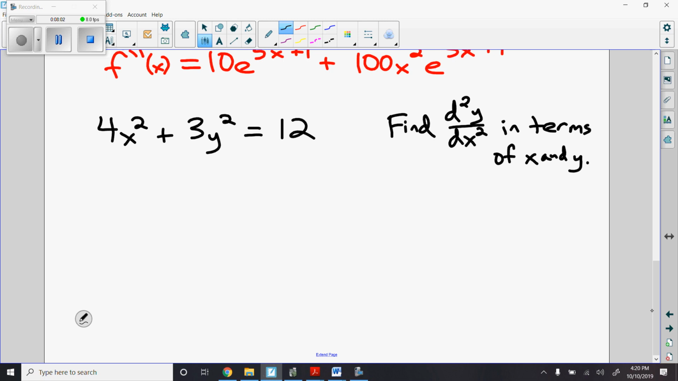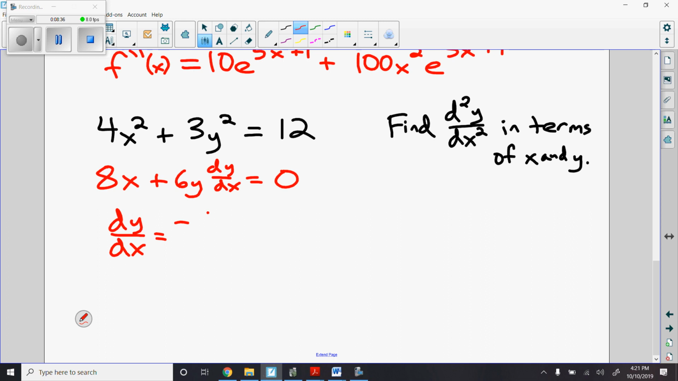I'm going to go through and derive this thing. It's a relatively simple one to do the derivative of here. Let's do something like this. So again, this is relatively simple to calculate the first derivative of. Now I just need to isolate dy dx. So I'm going to subtract 8x and divide by 6y, and I'm going to get dy dx equals negative 8x over 6y.